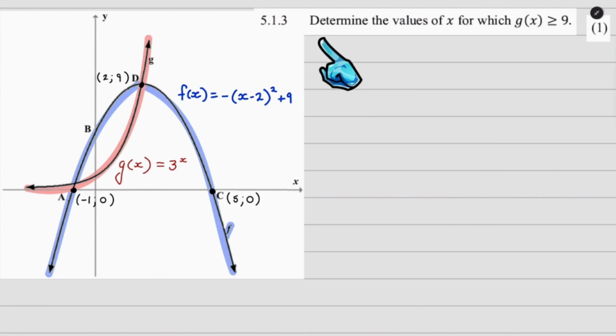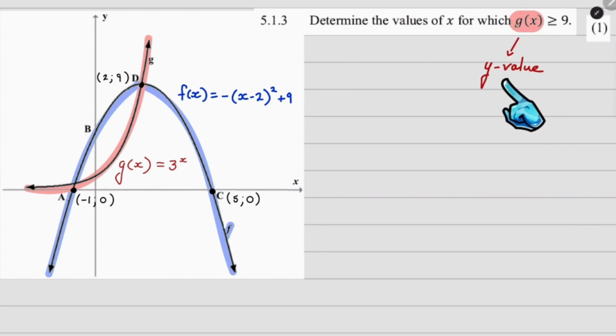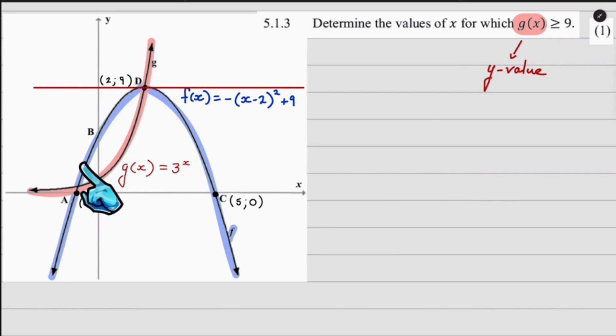Okay, and then the next question says, determine the values of x for which g of x, the red graph, is greater than 9. Remember, g of x is a fancy placeholder for y. So it's asking you, where is the y value of g of x bigger than 9? And so what I do with these questions is I draw a horizontal line through the y value of 9. And now it wants to know where this function is above that line. So it starts here, and then it goes on forever that way. So this is where you start, and you go to infinity.